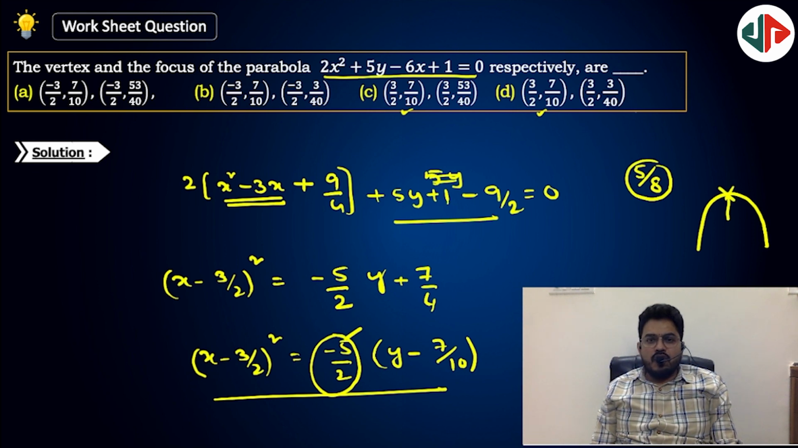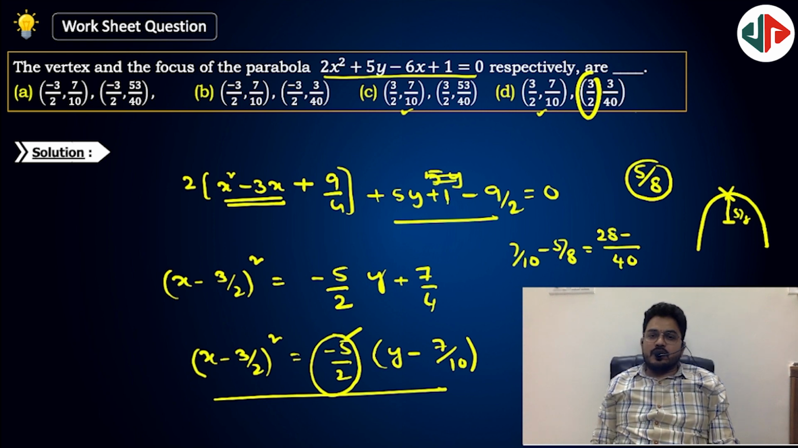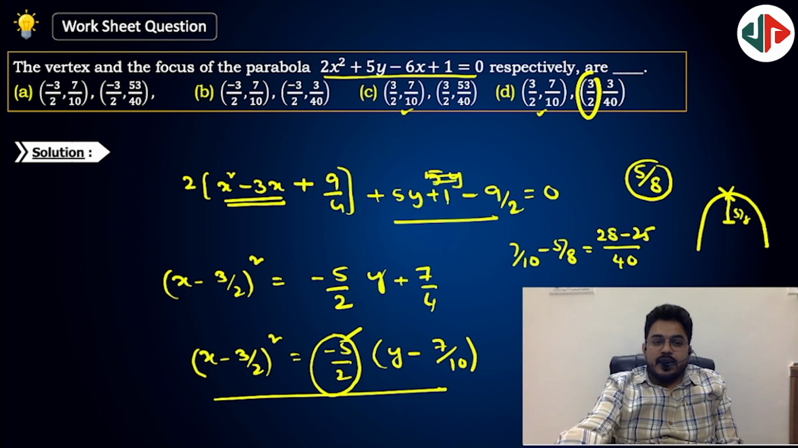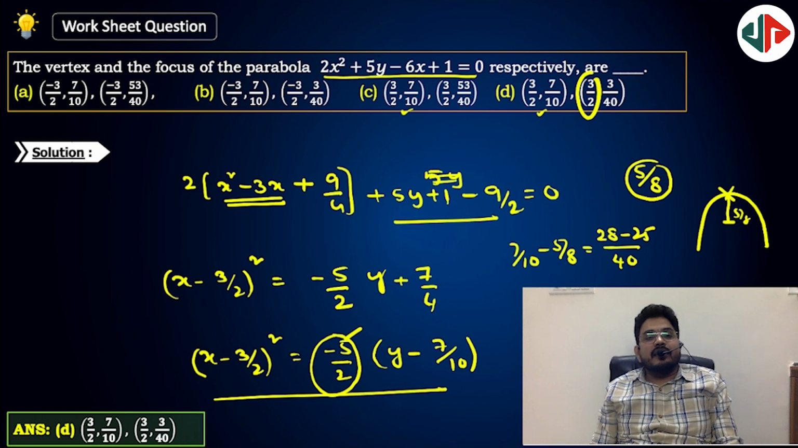So this value I know. Focus is required. So how many units? 5 by 8 units. So x value will not change. So now 7 by 10 minus 5 by 8. LCM will be equal to 40. This is 28 minus 25. 3 by 40. D is the right answer for this particular question.